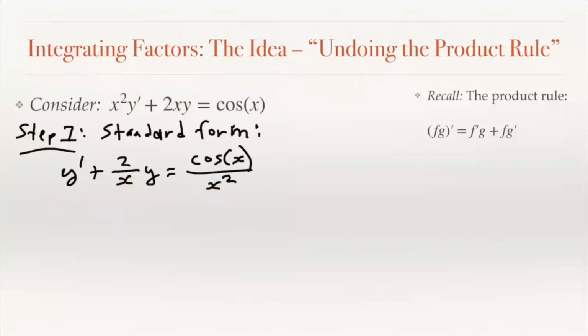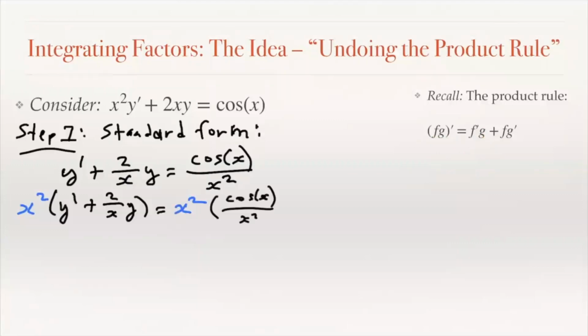And what we're going to do is multiply both sides by some function such that it is of the form f prime g plus f g prime. And then what we can do is undo the product rule. So I'll just tell you here how to do it for this particular problem, and then we'll see the general way. Let's multiply both sides by x squared. And then this equation becomes x squared y prime plus 2x y equals cosine x.